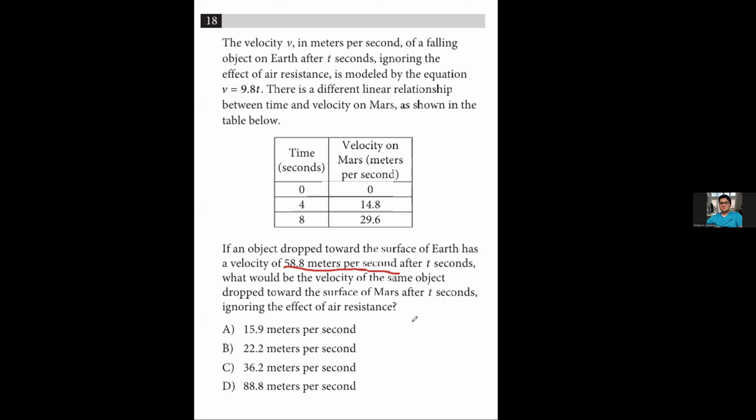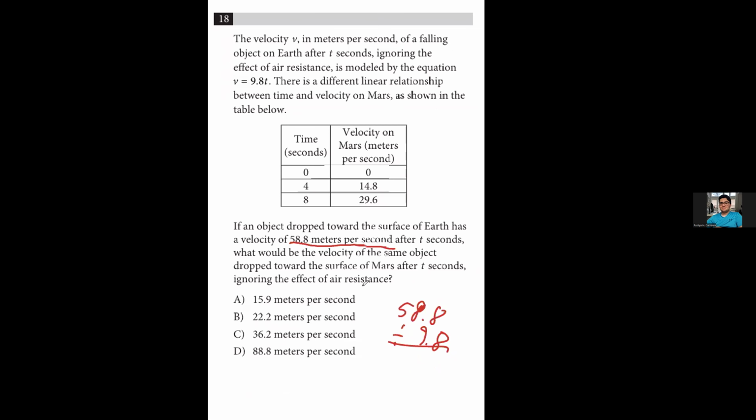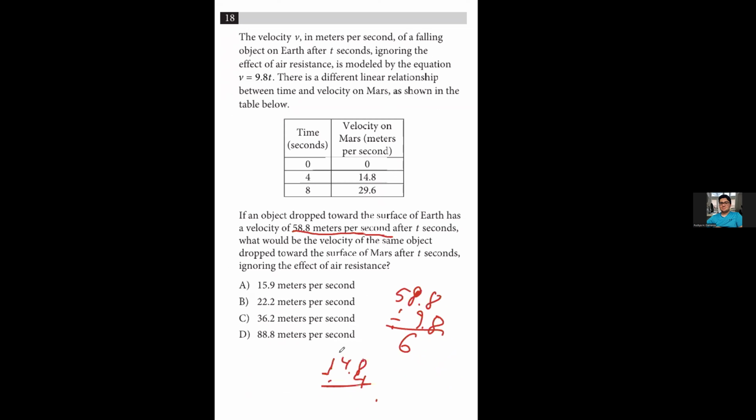So we would just take 58.8 and divide by the acceleration on Earth, which is 9.8. This gets us a time of 6 seconds. So that means that we now need to convert that into this table. In this table, we'll just take 14.8 and divide by 4, and then divide that by 4 in order to get the change in velocity every second.